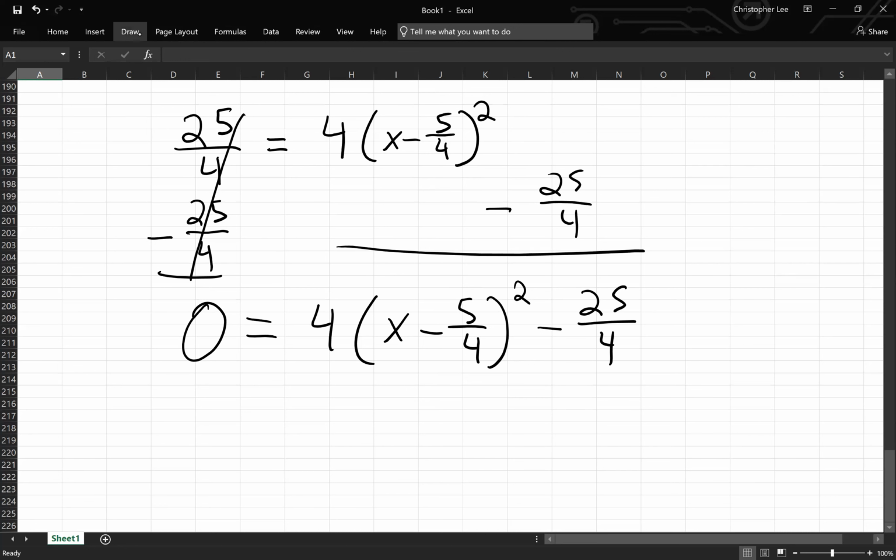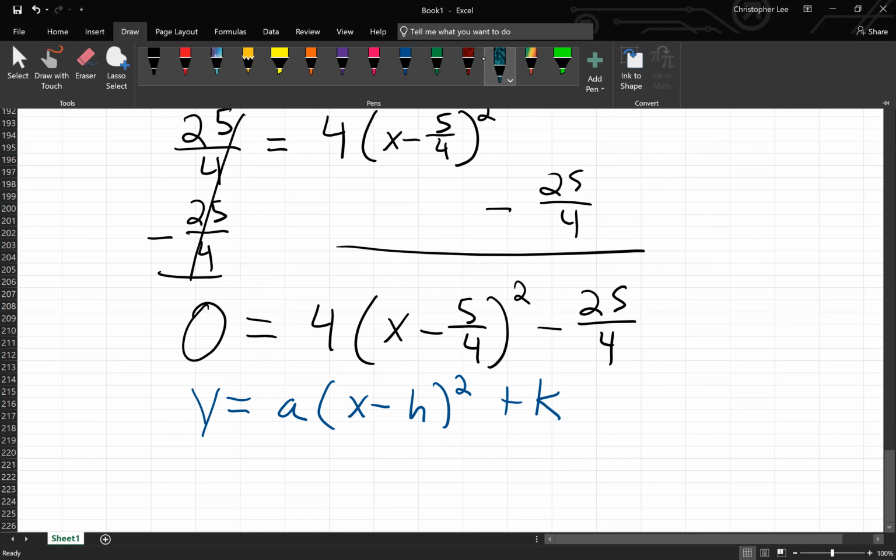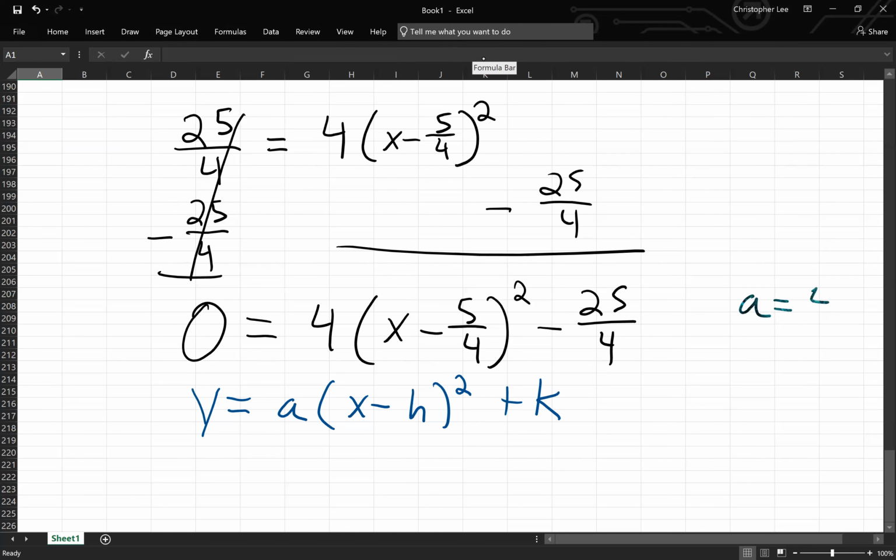Now I think for the question they wanted, and correct me if I'm wrong on this, y is equal to a times x minus h squared plus k. Am I right about that? All right. So that being said, help me out. What's a? Very good. And what's h? 5 over 4. Very good. And then what's k? Negative 25 over 4. Very good. And that's it. That's how you do it.